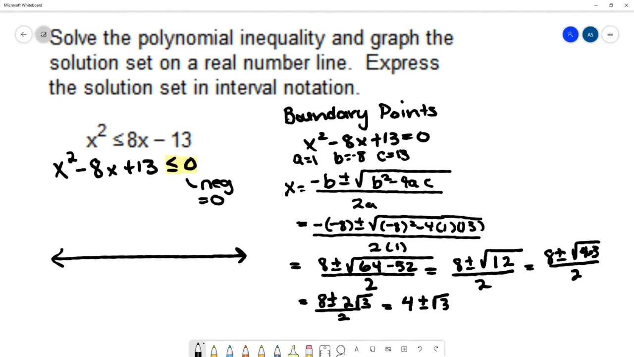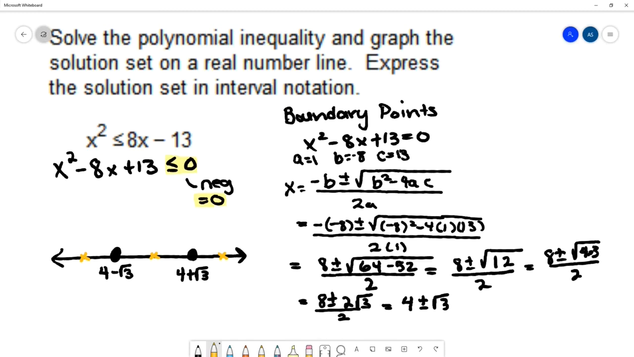I'm going to put those points on my graph, 4 minus square root of 3 and 4 plus square root of 3. And because our inequality is going to include equal 0, we're going to include these boundary points. So these 2 points are solutions to that inequality. So now I need to test each one of these intervals. So I need points in each one of those intervals.